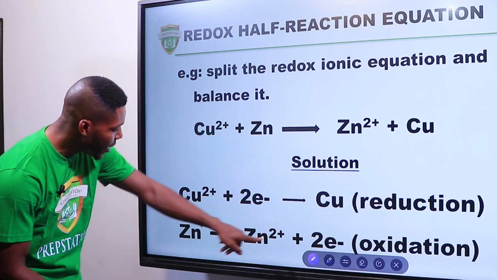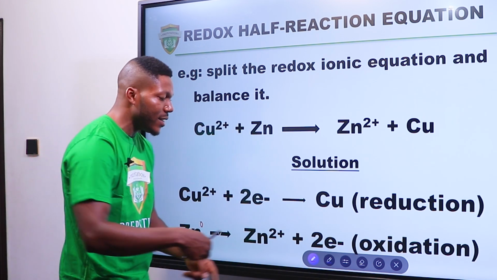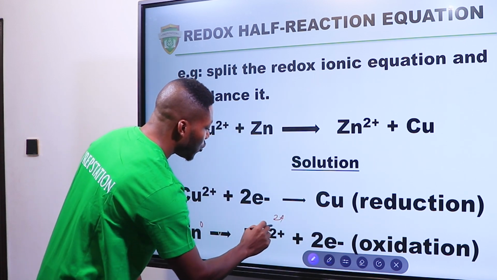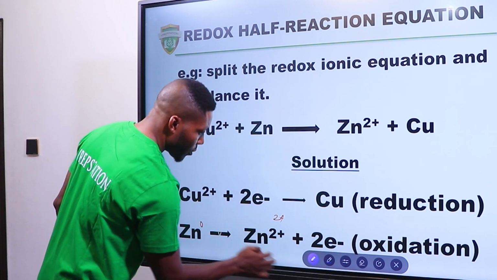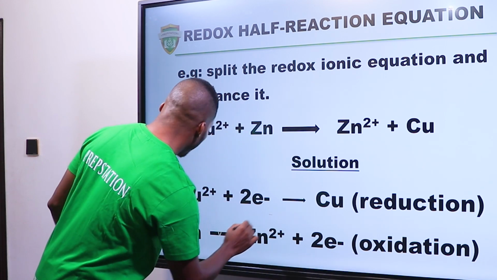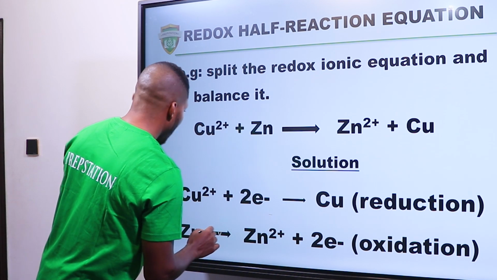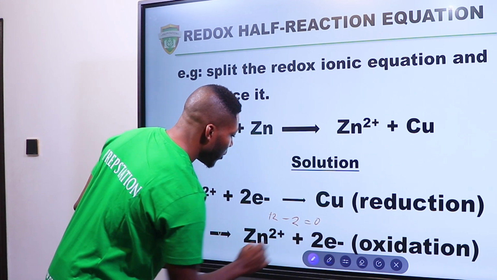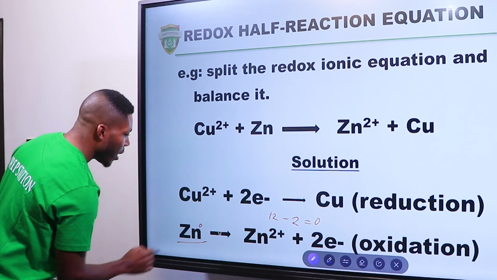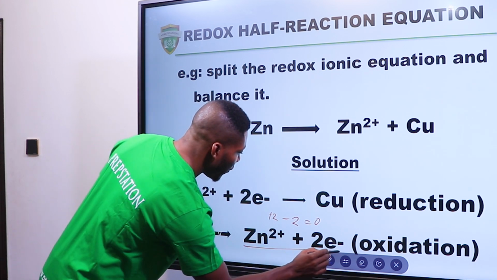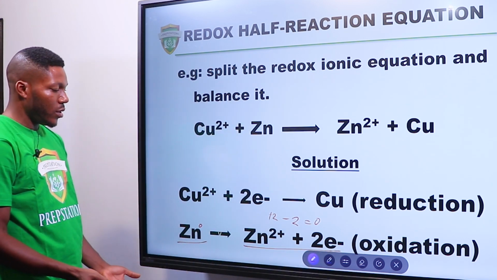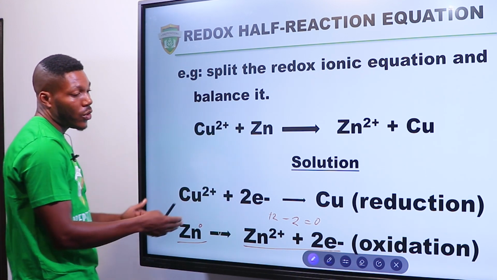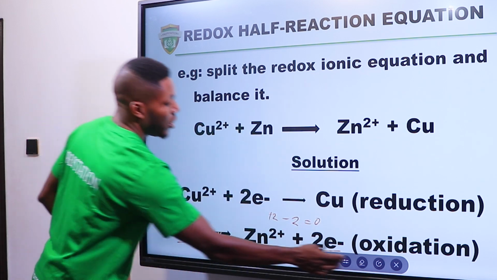Since zinc is losing 2 electrons, we must balance this zinc by 2 electrons. So if I say +2, and -2, it will give us 0. So the charge of zinc here corresponds with the charge of zinc in the products. At this point, we have balanced both our reduction half and oxidation half reaction equations.